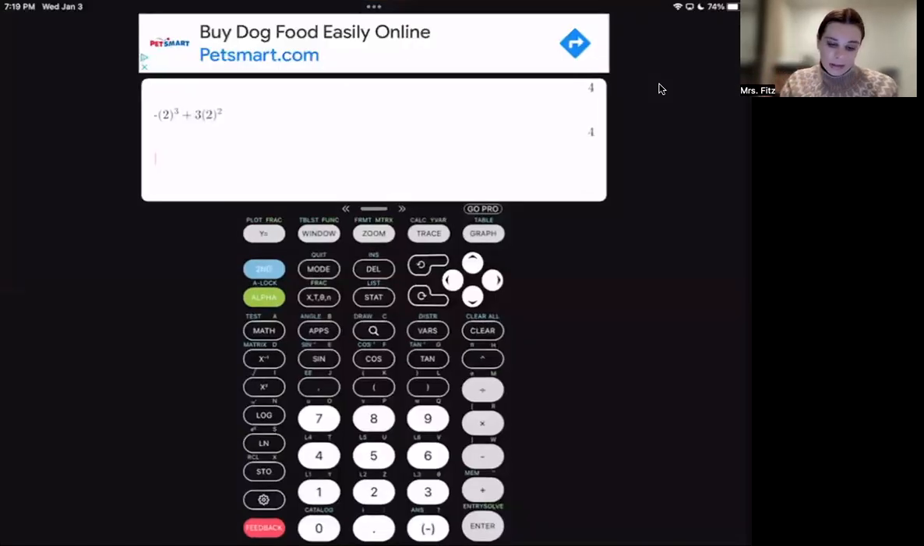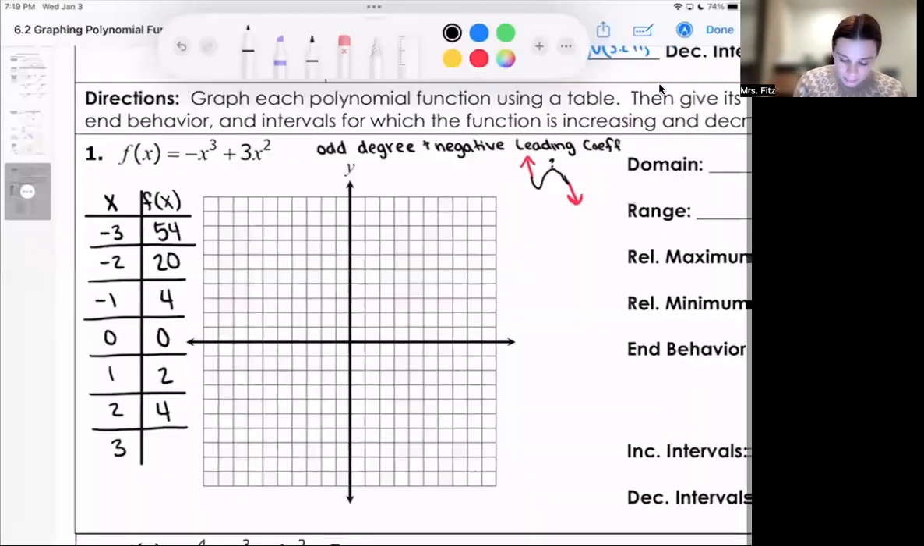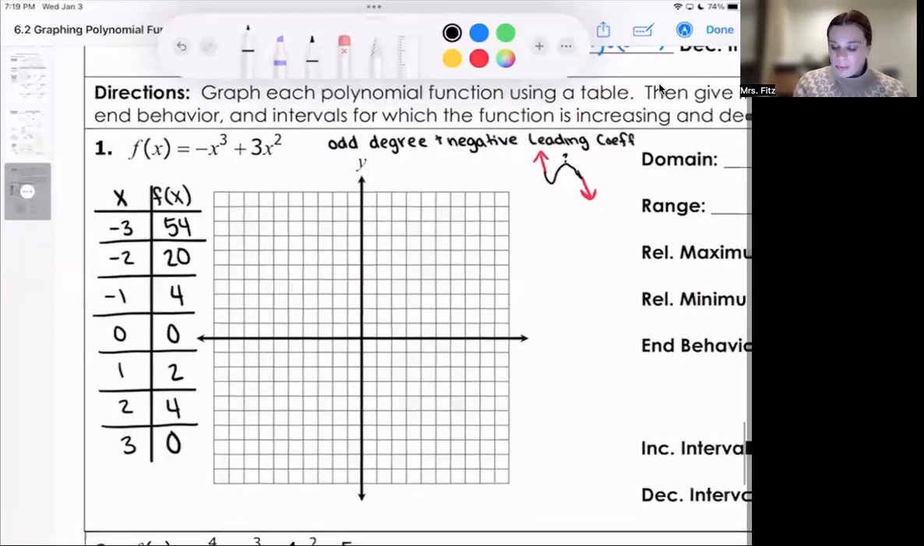And then let's see, the last one we're plugging in is 3. And we get 0, it looks like. All right, so we're going to use that table to go ahead and help us graph. So I'm going to scale. It looks like I can scale by ones. It's just telling you that that 20 and 54 output is just going up to positive infinity. I think scaling by ones is perfectly fine for this one. I'll show you what I mean by that in a second.